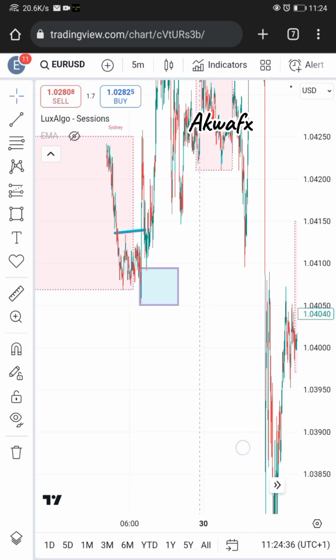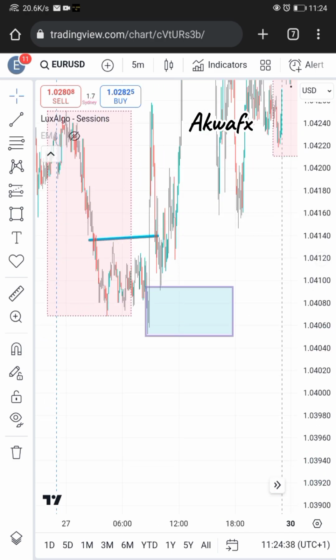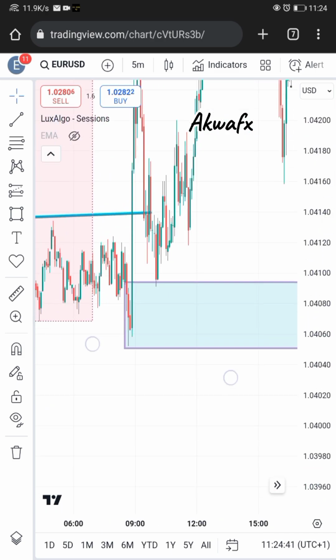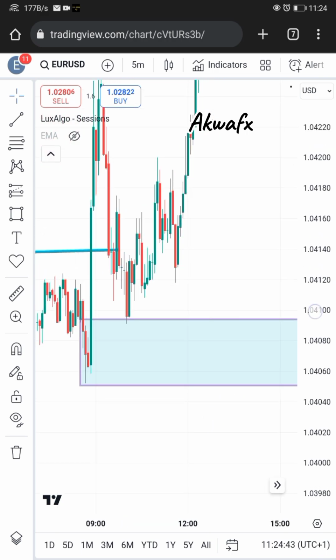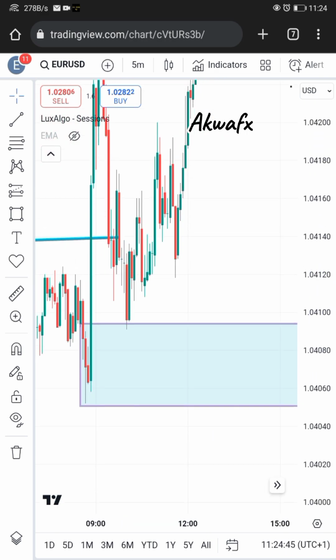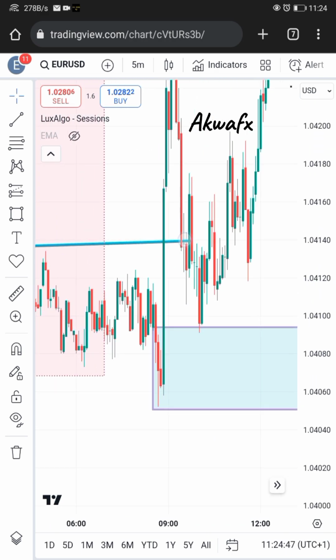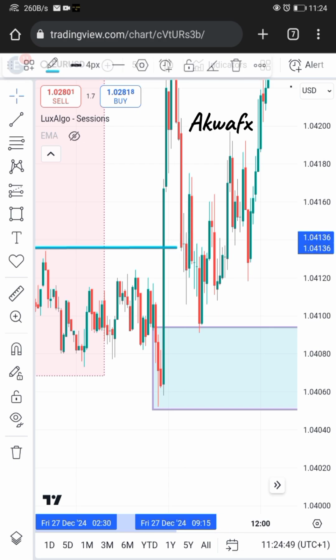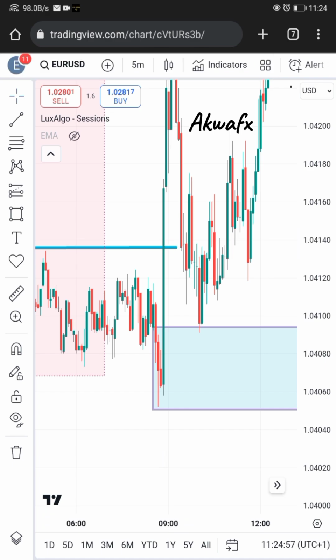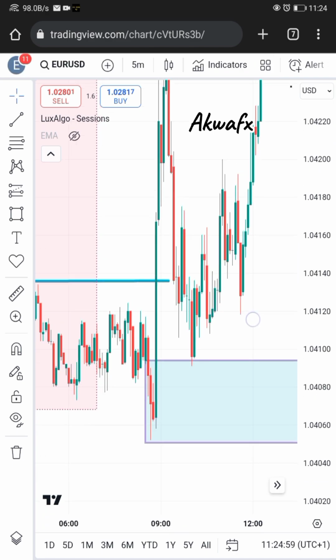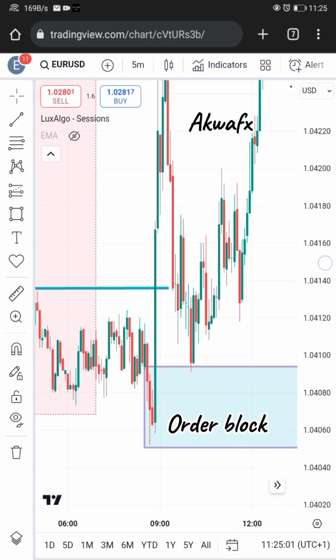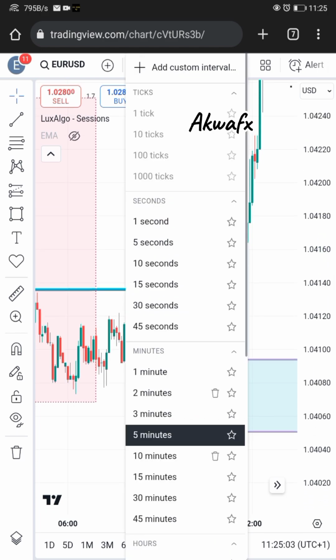So you have to try your best to make sure you are doing the right thing. You can even go down to your 3 minutes as well. You can go down to 3 minutes to look for an engulfing pattern once the market taps into this zone. So once the market taps into your M15 OB, order block, you go to your 3 minutes.